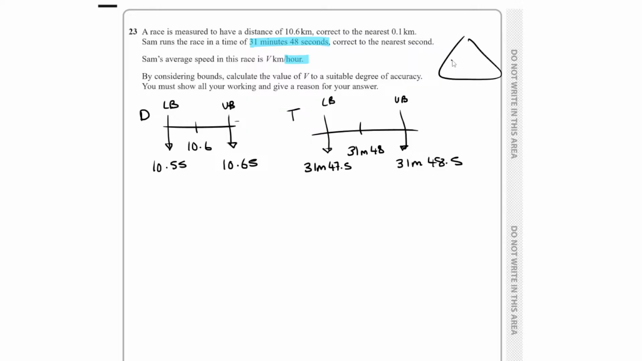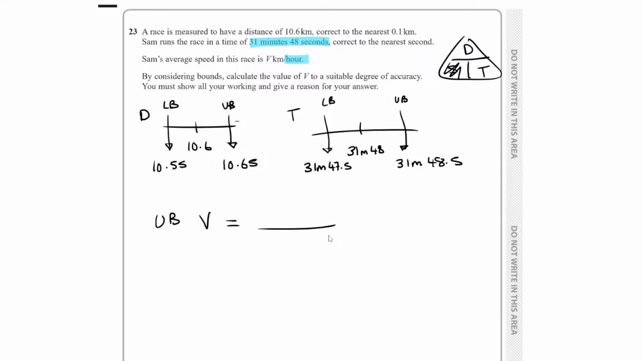Then you've got to figure out, well, what was my actual calculation? Speed is obviously distance over time, isn't it? So we're dividing. So let's do the upper bound of the speed first. They've called it v. Let's put v. Is distance divided by time. What do I need, though, to get the biggest possible answer?